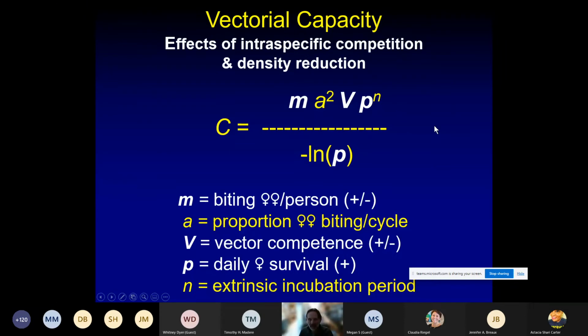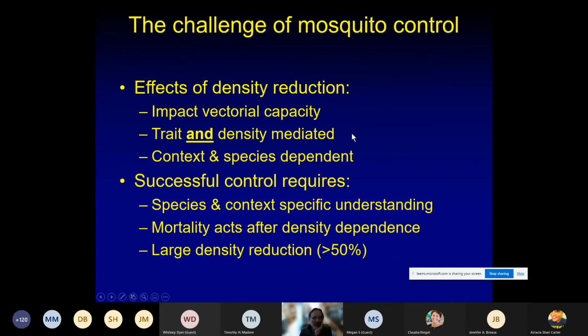A main takeaway from this is if you're interested in suppressing disease, there's a lot that goes into this expression that describes vectorial capacity that is going to be altered by interventions that reduce mosquito density. And it means that to do effective mosquito control, you have to take into account, I think, the impact on vectorial capacity, which is a product of both trait and density mediated effects that are produced by an intervention. And it seems that it is both context, that is initial density dependent, and species dependent.